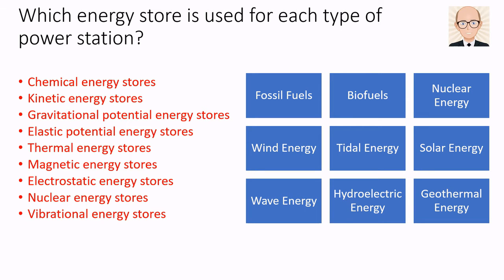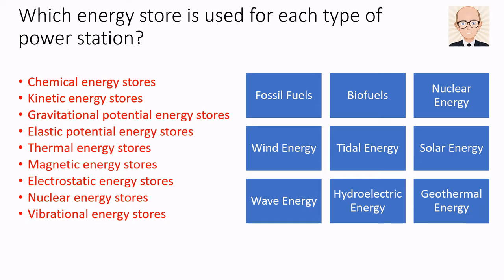Our mains electricity comes from a power station, and there are different types. Try pausing the video here and see if you can match the energy store on the left, used by each type of power station on the right. Not all stores are used, and some may be duplicated.